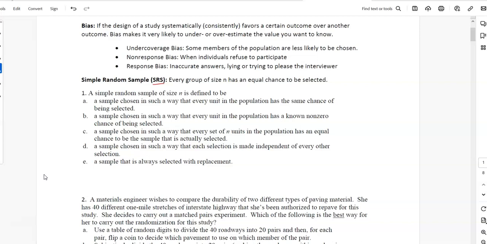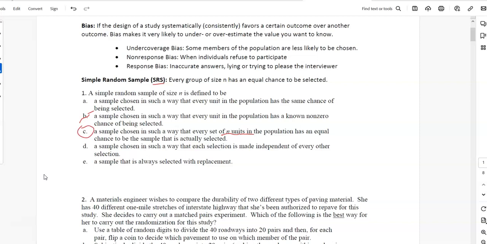A simple random sample of size n is defined to be, let's see, a sample chosen in such a way that every unit of the population has the same chance. It doesn't sound too terrible. A sample chosen in such a way that every unit of the population has a non-zero chance of being selected. I don't think that's it. Every set of n units, ooh, I really like the way that's written. The population has an equal chance of being selected. That seems to be it.